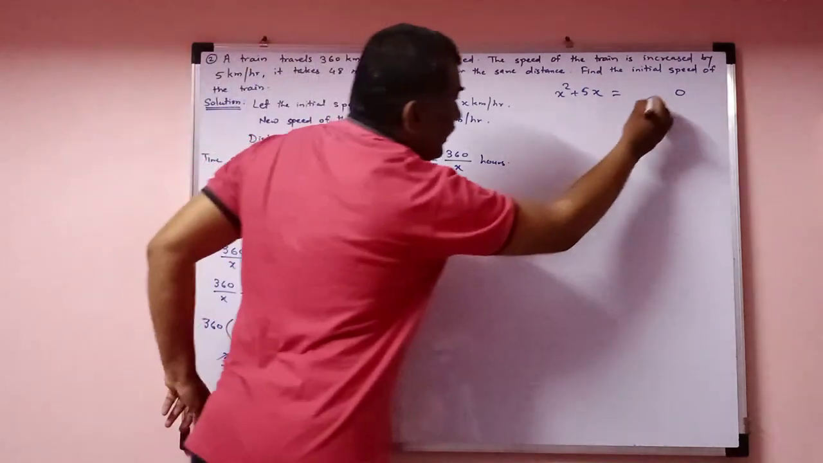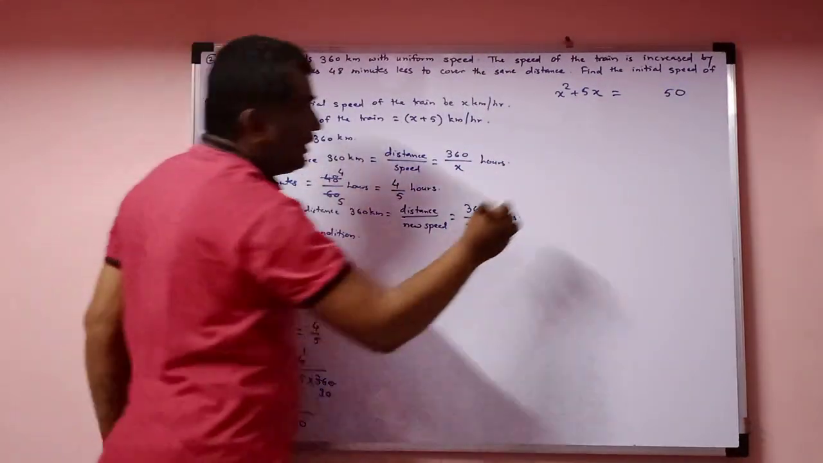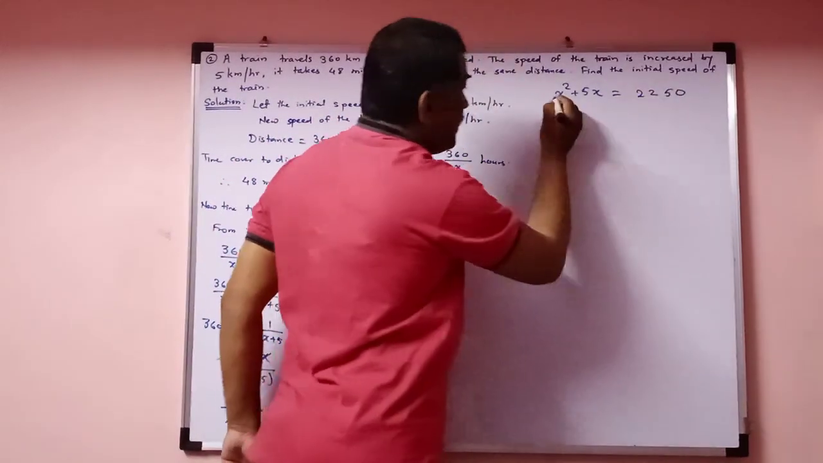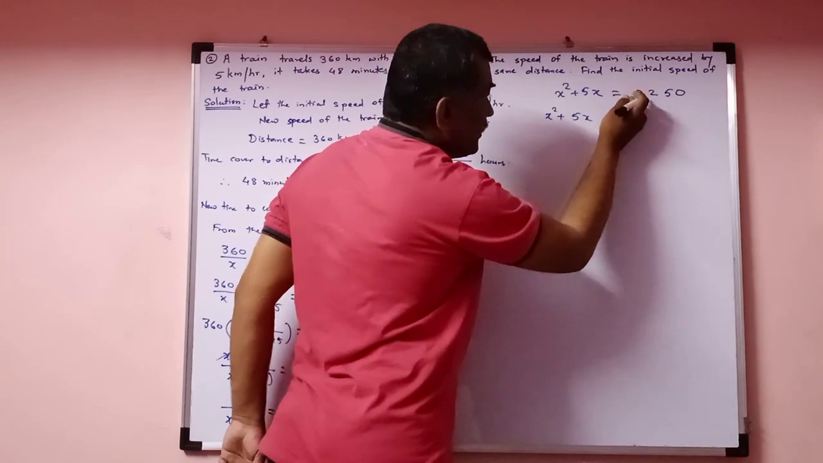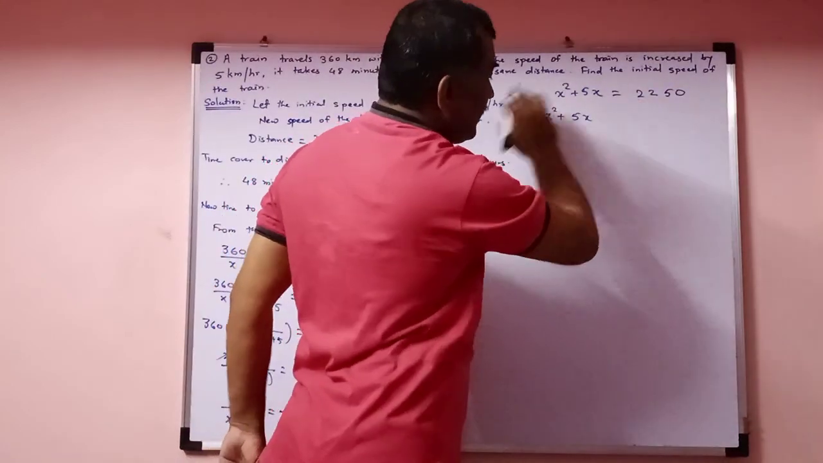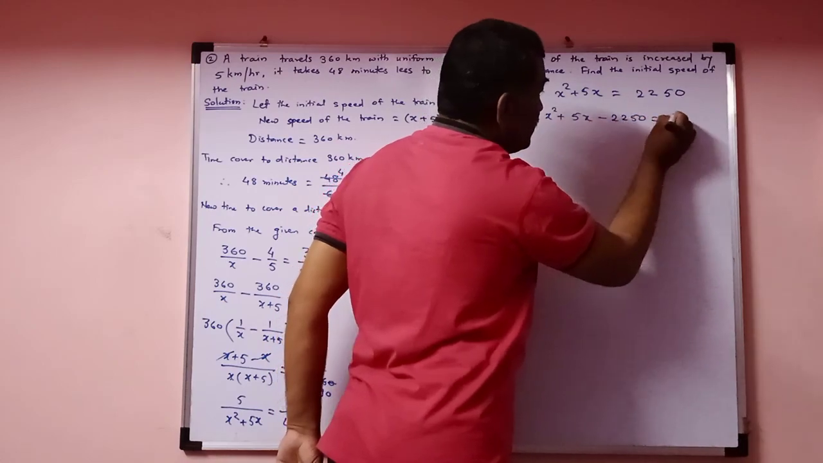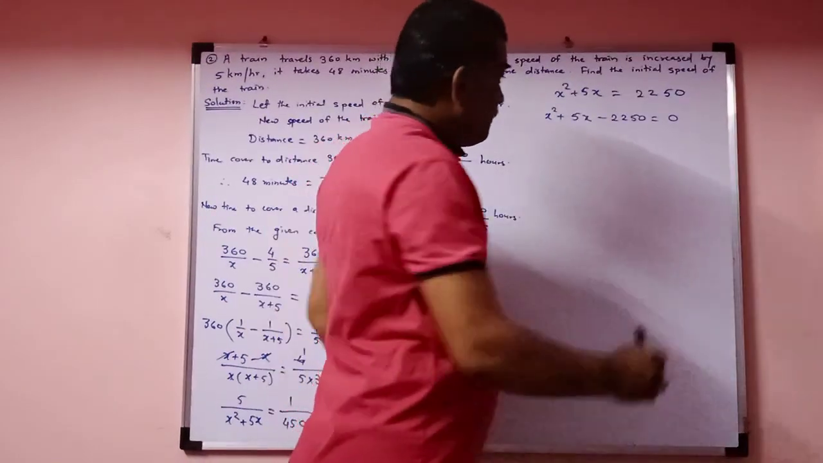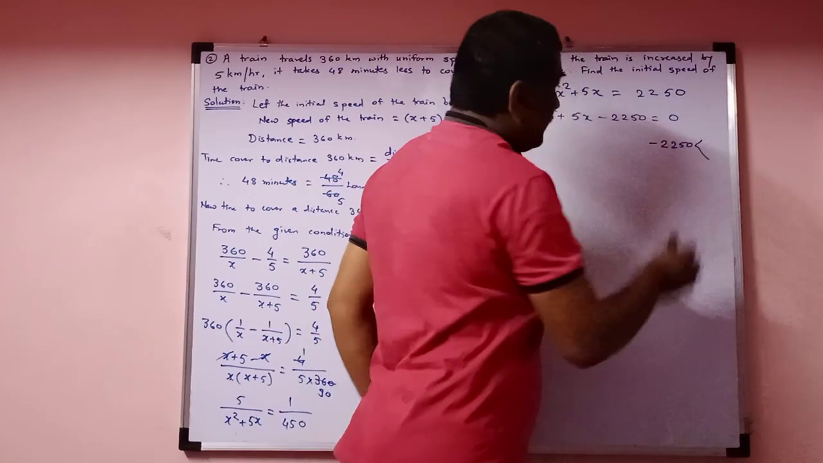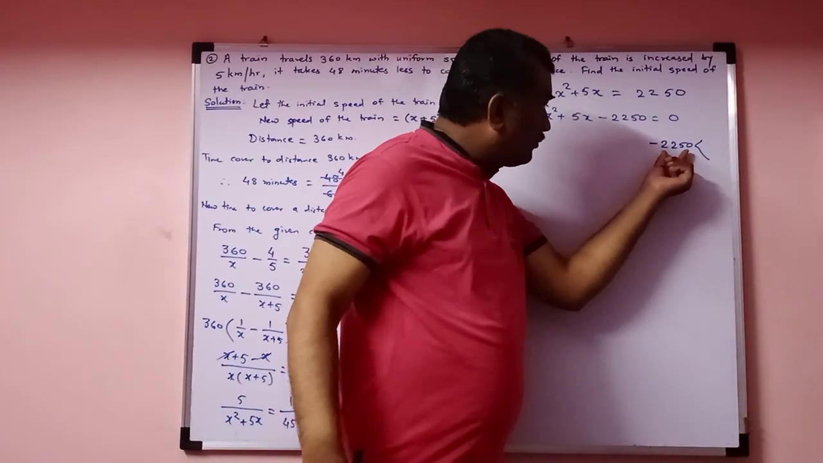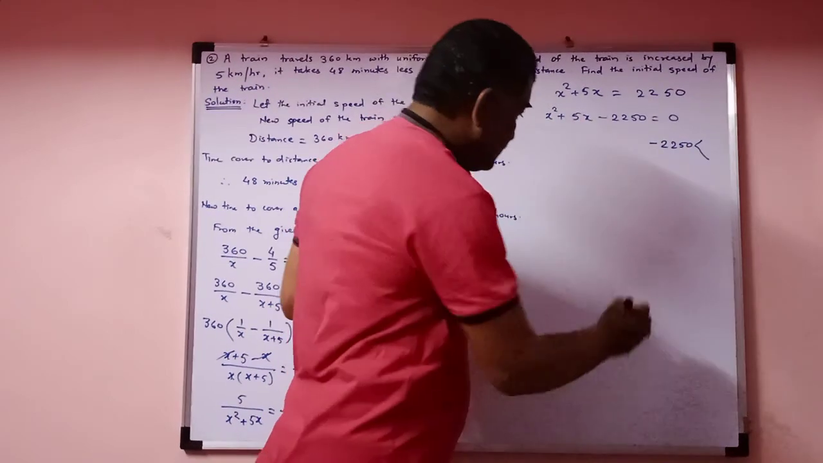5 fives are 25, carry over 2. 5 fours are 20, 20 and 2 are 22. x square plus 5x is equal to 2250. Left hand side minus 2250 is equal to 0 minus 2250. Now here, the product should be 2250 and the difference of those two numbers should be 5.